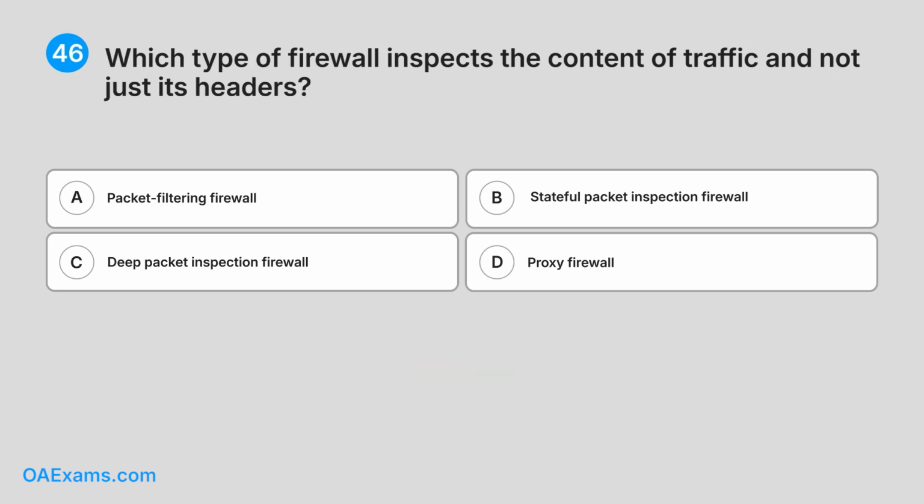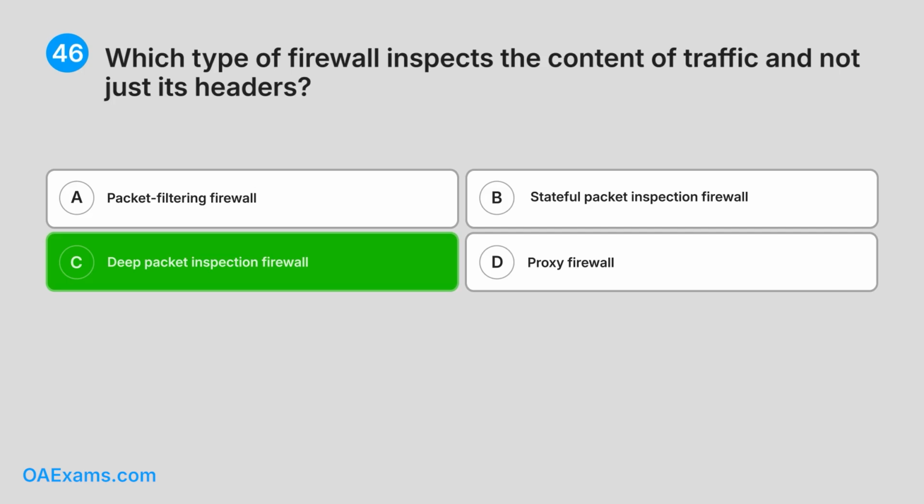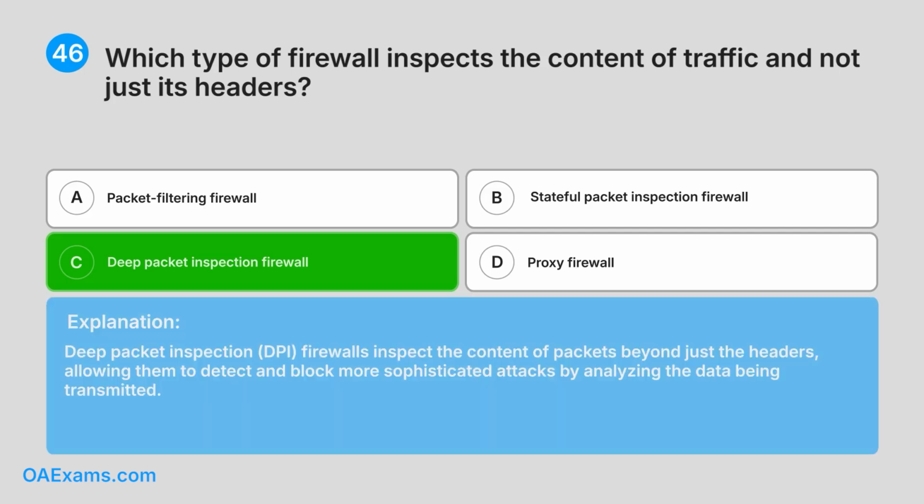Correct answer: C. Deep Packet Inspection Firewall. Explanation: Deep Packet Inspection, DPI, firewalls inspect the content of packets beyond just the headers, allowing them to detect and block more sophisticated attacks by analyzing the data being transmitted.